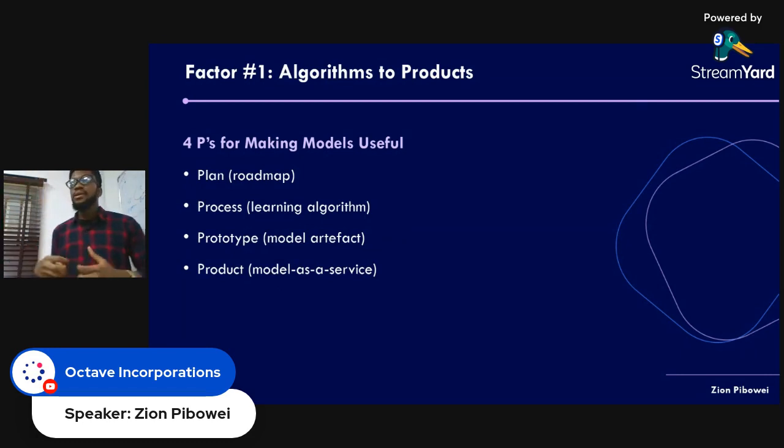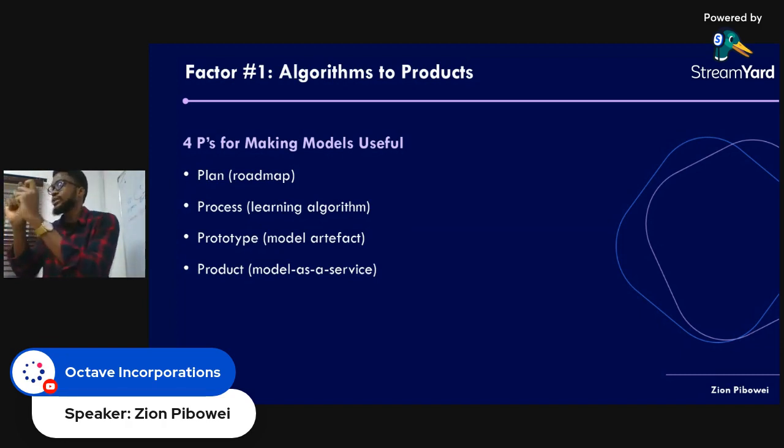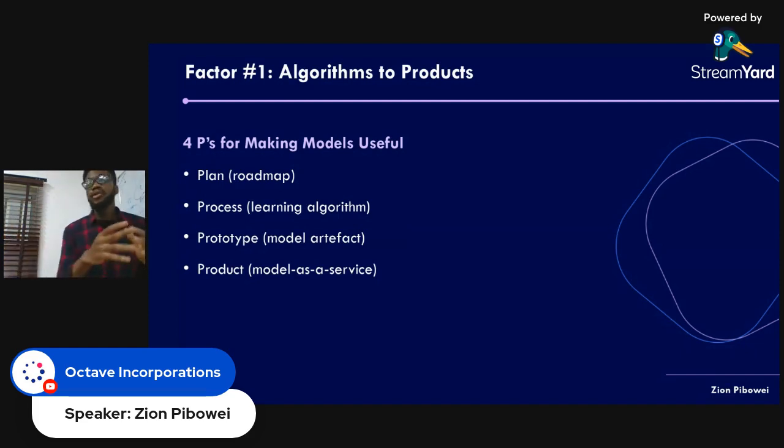Then we go from process to prototype. The outcome of a learning algorithm is a model. I always like to emphasize that machine learning algorithms are not models. A learning algorithm is not a model. A model is the outcome of a learning algorithm. So think about the algorithm as a process and a model as a product, but in this case, I'll call it a prototype. That means the first thing you get after you have run experiments and built your machine learning models, that classifier or regression model that can start making predictions, is your prototype or your model artifact.